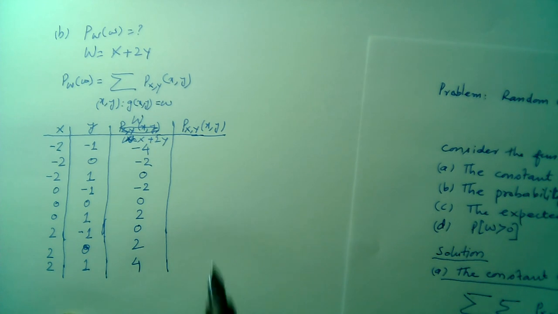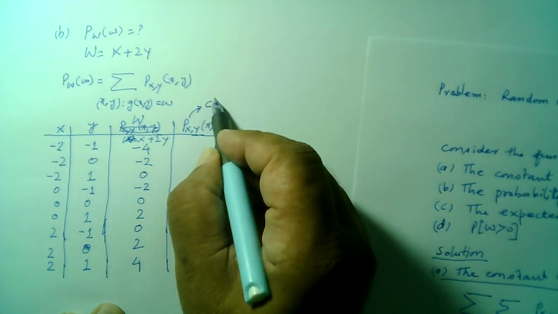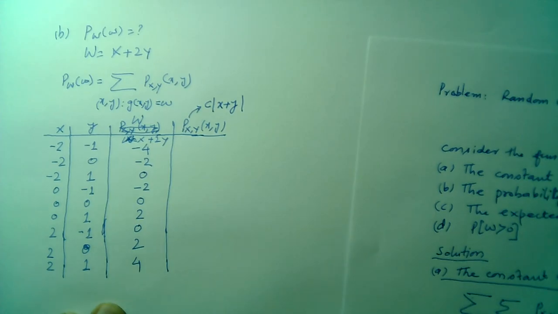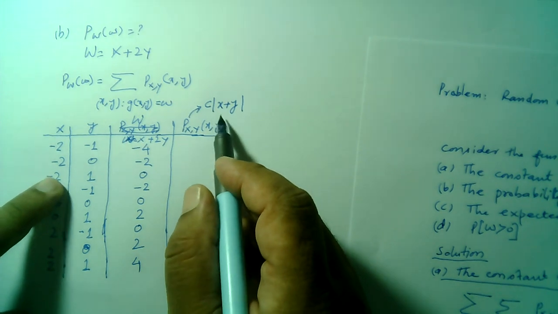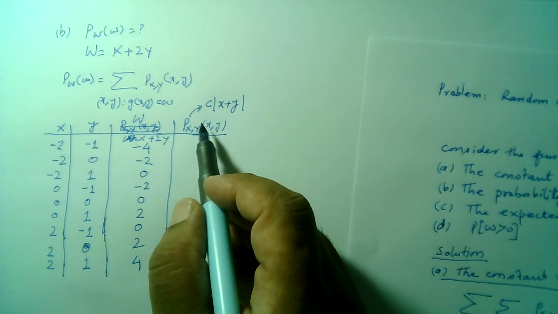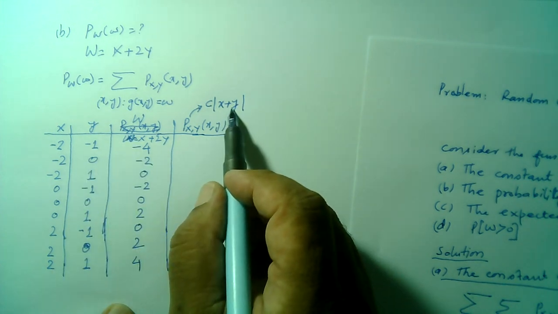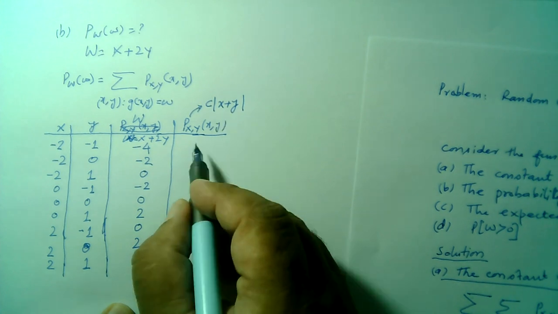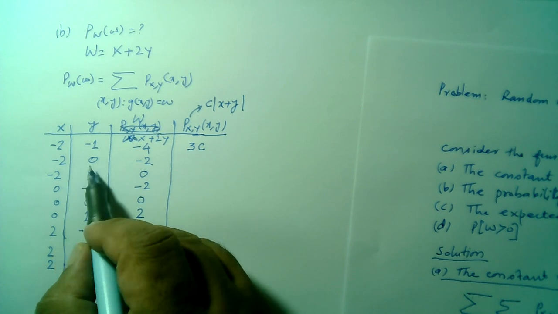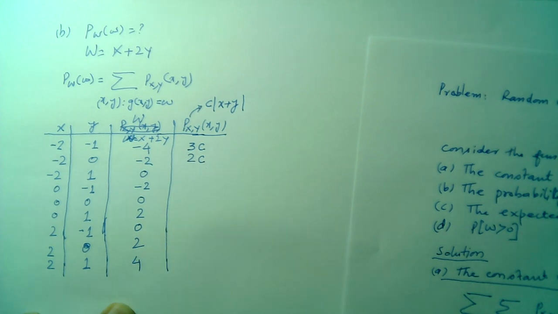So let us now calculate the corresponding values of the probability. Probability, as you know, is given by c multiplied by the absolute value of x plus y. c is 1 over 14, as we have already found out. So let us put the values of x and y here. Minus 2, minus 1 is minus 3, but the absolute value is 3, so this is 3c. Minus 2 plus 0 gives 2c. We can plug in the value of c later on.